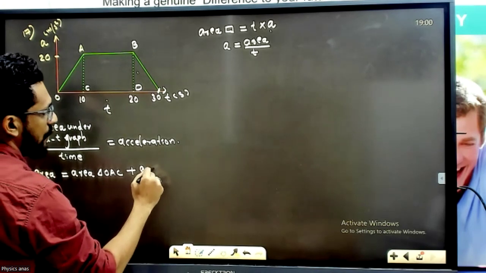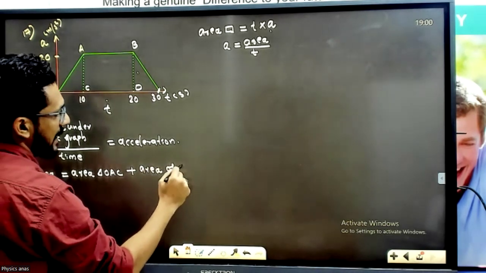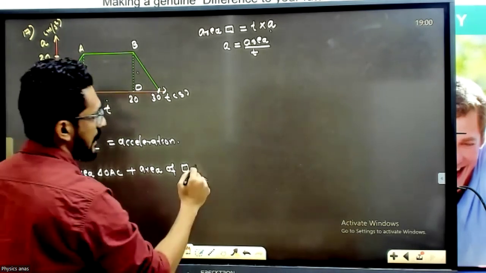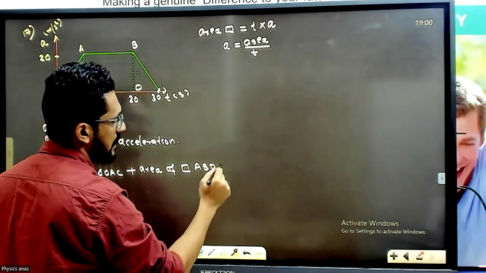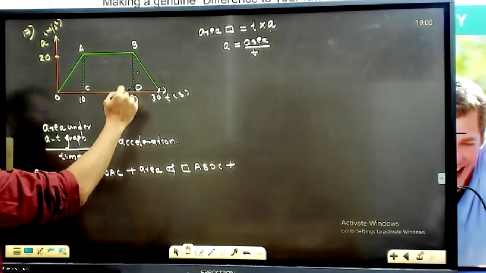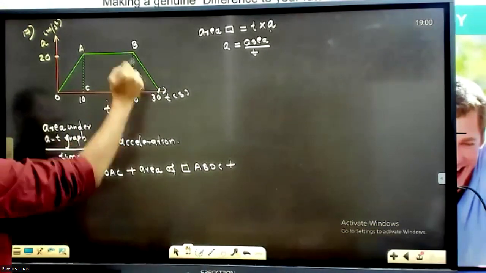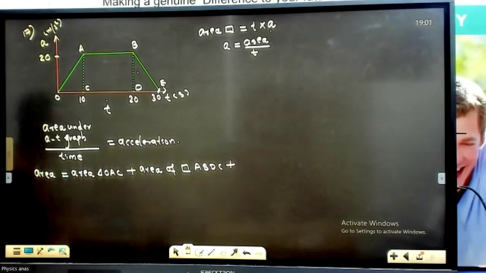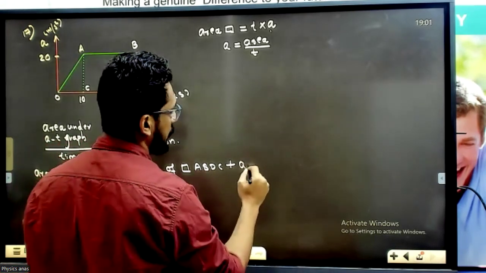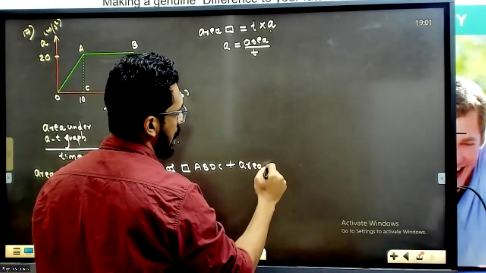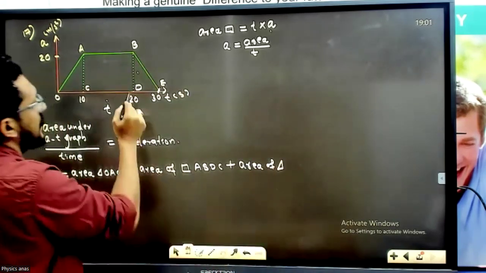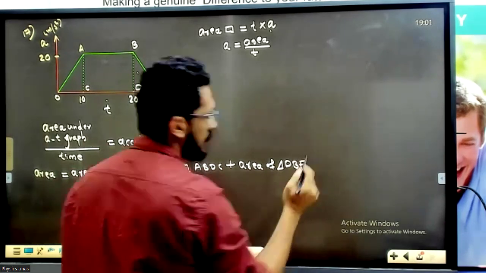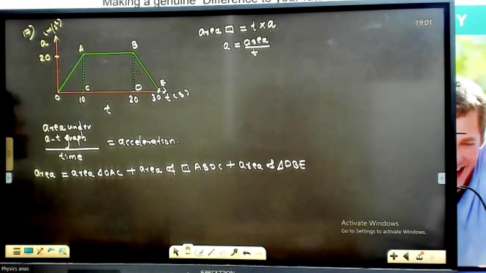So the area of the rectangle, what is that? ABDC. Plus, now the area of triangle DB, I am taking it as E, DBE. So the third term is the area of triangle DBE.